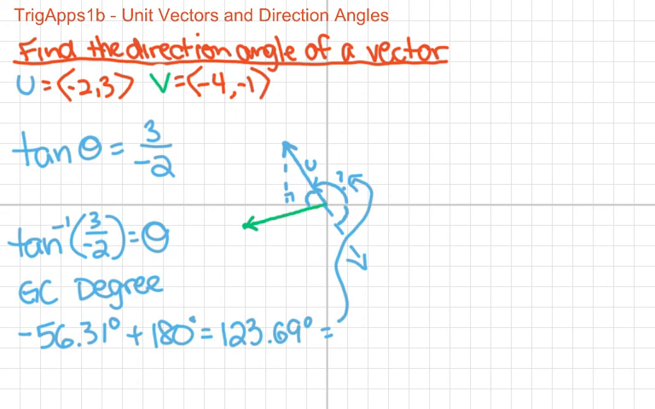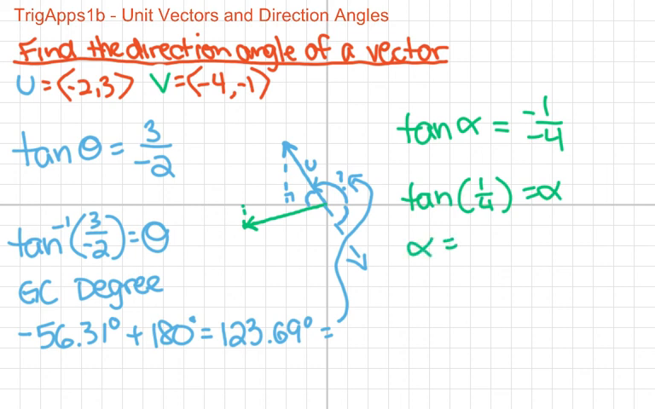All right, let's take a look at v. V is a little bit easier because I think it gives us exactly what we want. So let's just call this theta or alpha, and we're going to do -1 over -4. And by doing that, we get alpha equals 14 degrees. And in this case, it's a little bit more obvious. All we have to do is take that 14 degrees and add it to 180. And we have our direction angle.